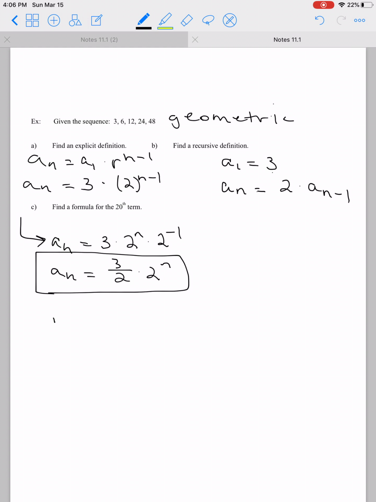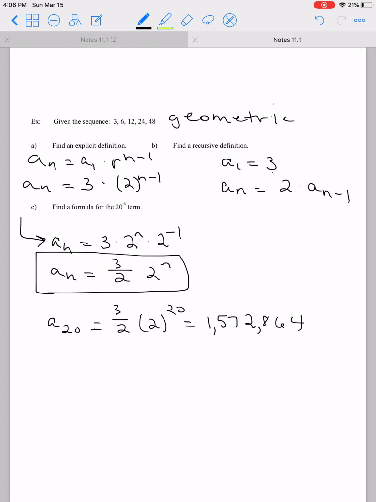And then to find the 20th term, a sub 20 would be 3/2 times 2 to the 20th. And that gives us the value, and that would be our 20th term.